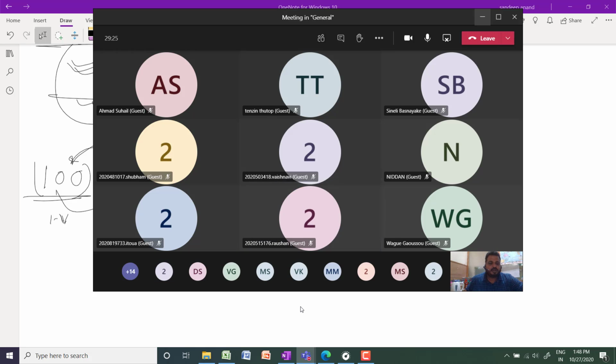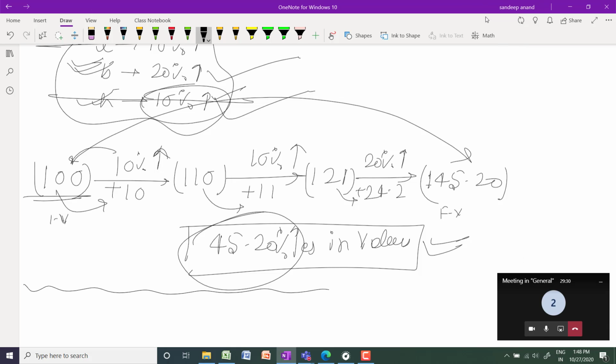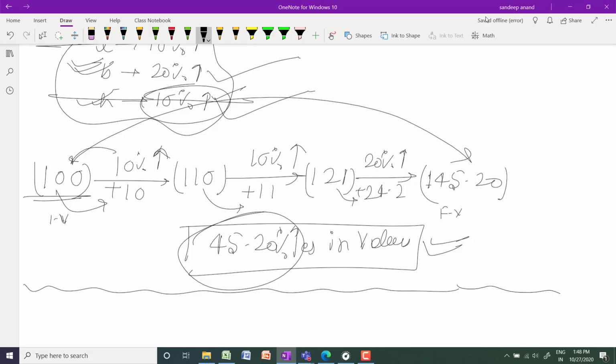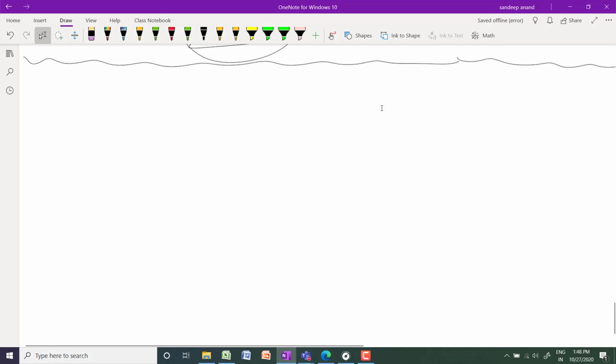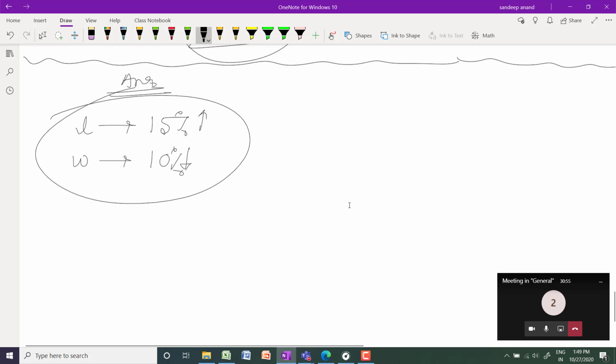Now I'm giving you 2 to 3 questions for practice. I write the numerical. Solve it and give me the answer. The first question I'm giving is based on area. The length is increased by 15% and the width is decreased by 10%. What is the net percentage change in area? Give me the answer. I am checking this.